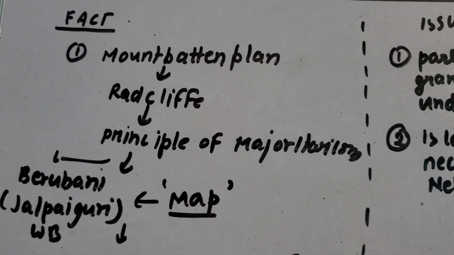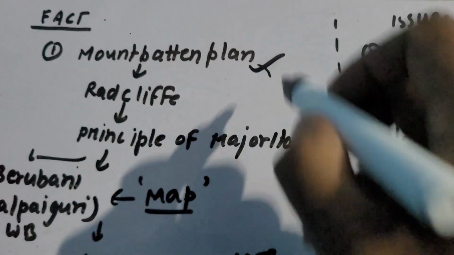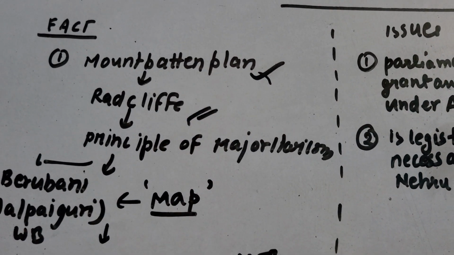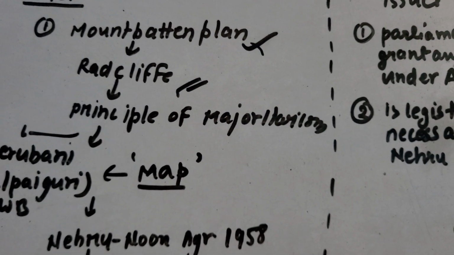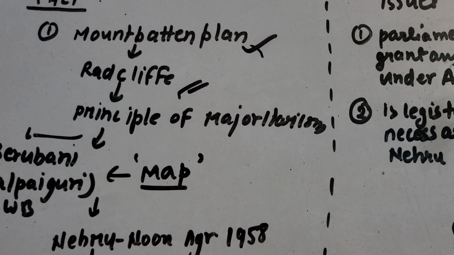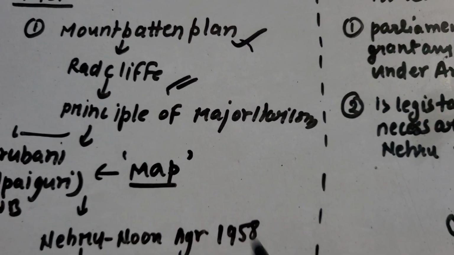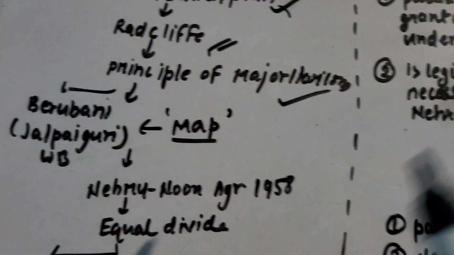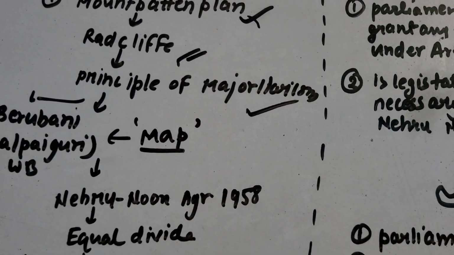So, basically, we know that during the time of partition, it was the Mountbatten plan which was implemented, and he sent a man whose name was Redcliffe, and he was given the job to divide India and Pakistan and to make the boundary of India and Pakistan. And he was quite confused at how to draw the map. So he decided to use the principle of majoritism. And because of this, he divided India and Pakistan into two different countries.